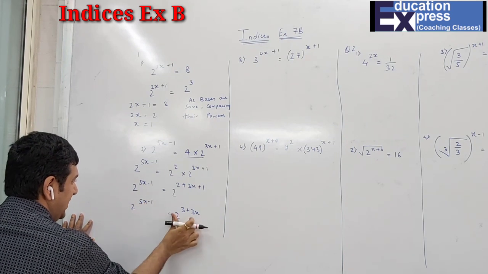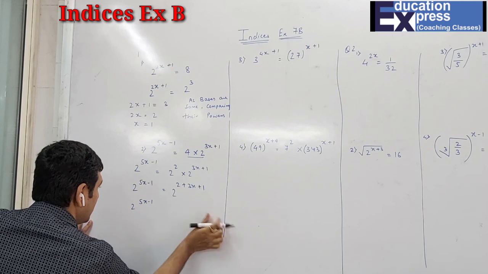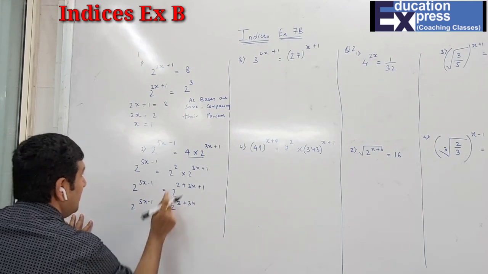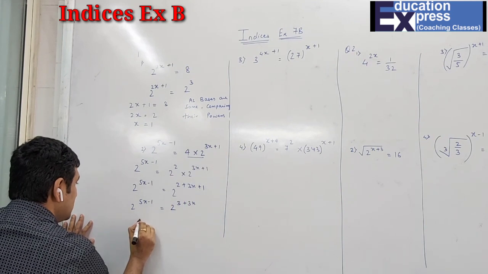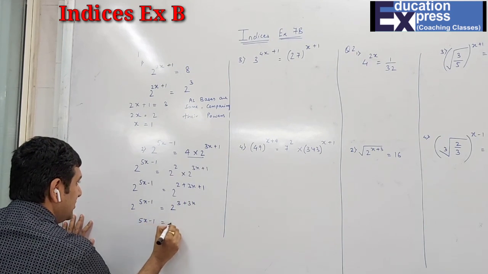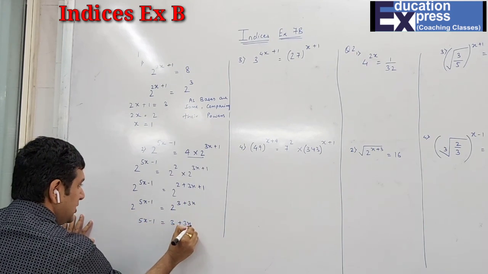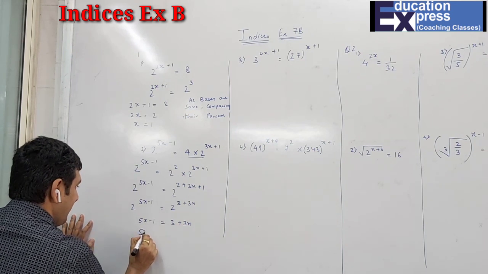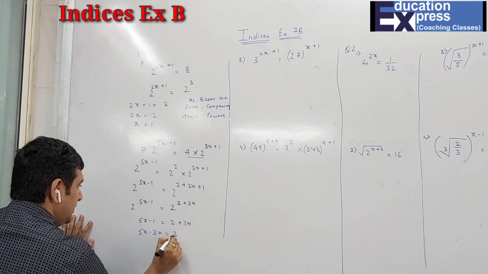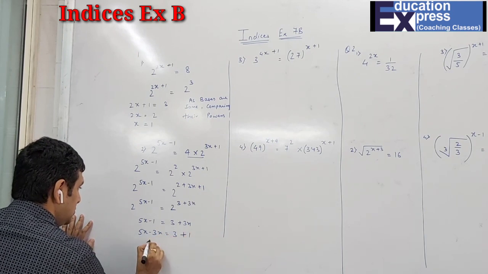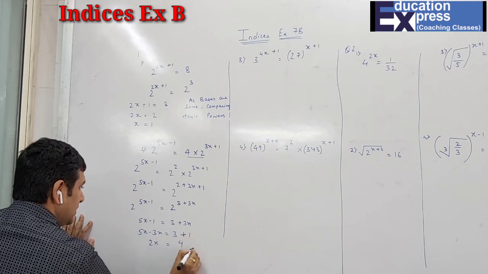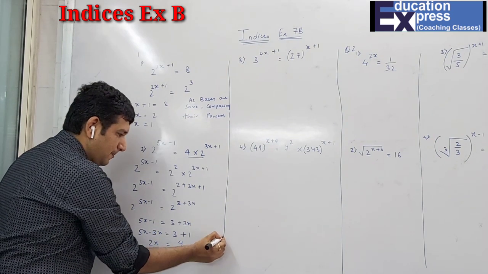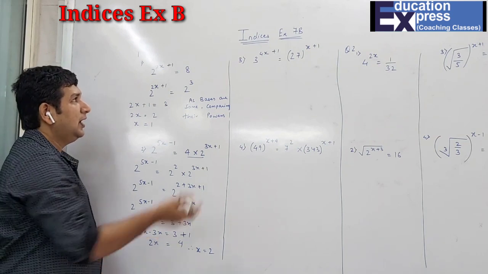As the bases are same, comparing the powers, 5x minus 1 is equal to 3 plus 3x. So plus 3x will come here. So 5x minus 3x, 3 plus 1. So 2x is 4. Therefore, x is 2. Done.